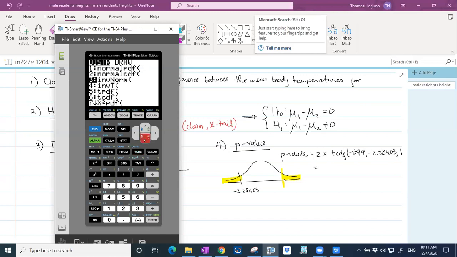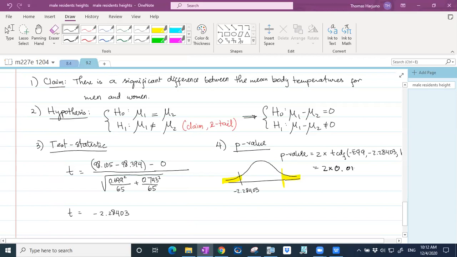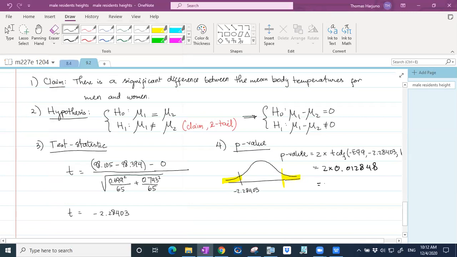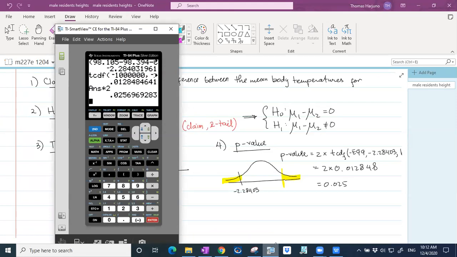But if not, we just do a conservative estimate. If we use conservative estimate, TCDF, lower bound, negative E99, I make it super big number, upper bound, negative 2.28403, degree of freedom 64, gives 0.012848. This is 2 times 0.012848, right? Multiplied by 2. That's 0.025 something, 0.02569670.